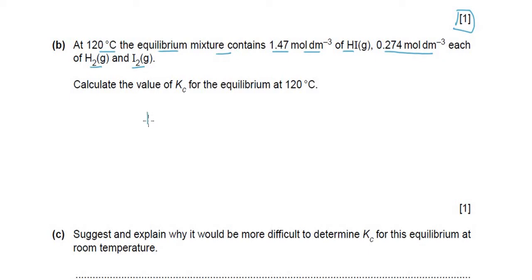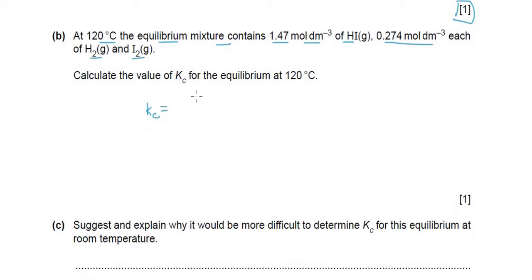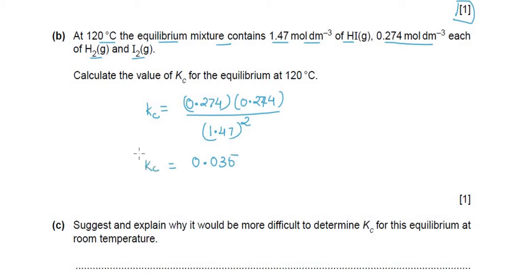So directly substituting the values in Kc expression, we have concentration of hydrogen and iodine in the numerator, that is 0.274 multiplied by again 0.274, divided by the concentration of hydrogen iodide, that is 1.47 moles per dm cube squared, which gives us the value of 0.035. So the value of Kc is 0.035. Sorry, this is 5.